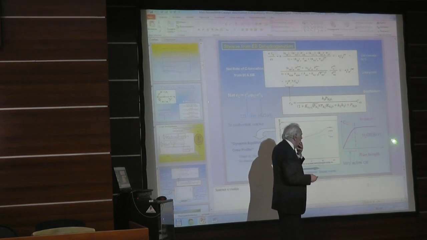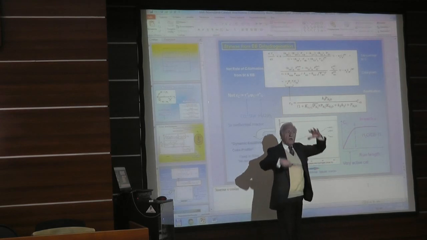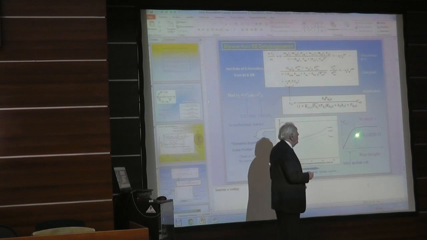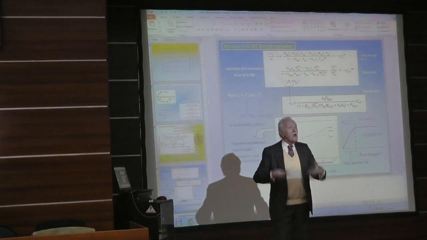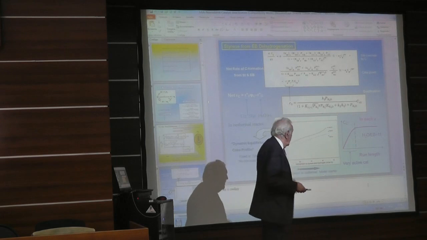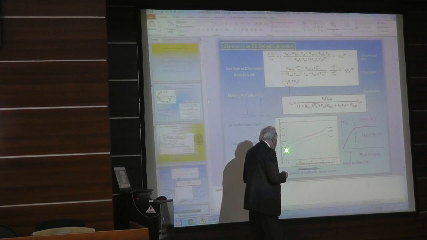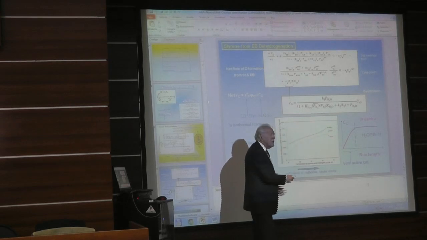And I'm looking at the run length, and the coke formation goes like this. Coke content of the catalyst evolves with time, with a run length like this, and it reaches a quasi-steady state. But it's only in the beginning that you have this fast increase, and here you have this quasi-steady state because coke deactivates its own formation. Now, this slide shows the equilibrium content of the coke as a function of the conversion of ethyl benzene. It goes like that at various temperatures, three temperatures.